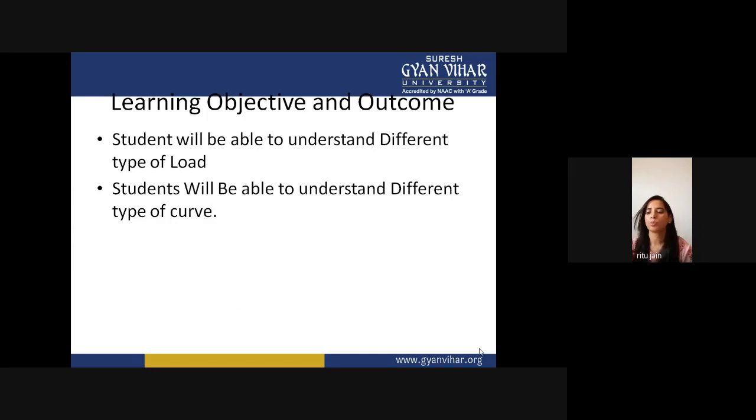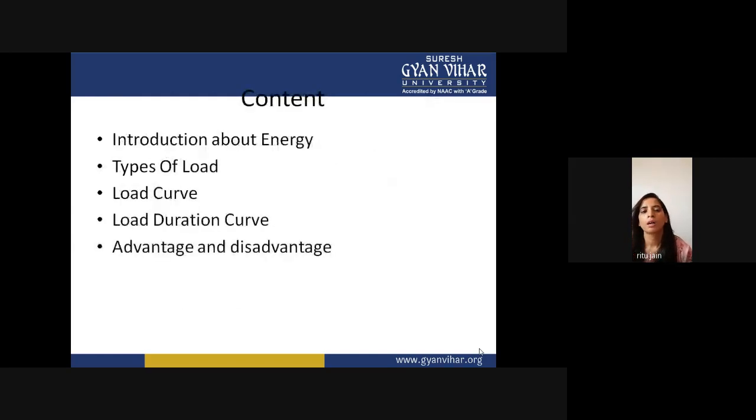So let's come to the point: what is load, and what are the requirements to identify the load in the generation process? Before going on, I think we must understand the content of this lecture. The content is: first, an introduction about energy, types of load, load curve, load duration curve, and advantages and disadvantages of load curve.